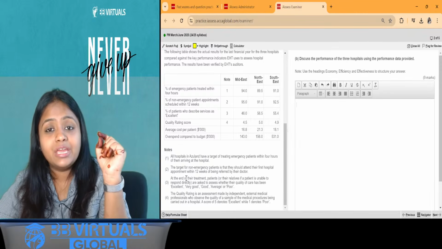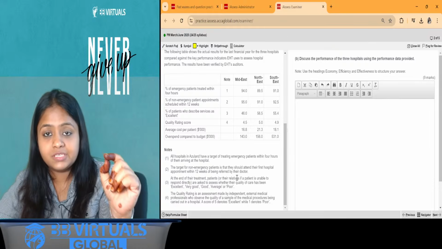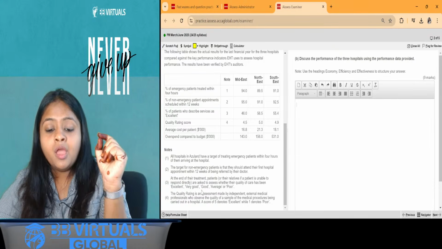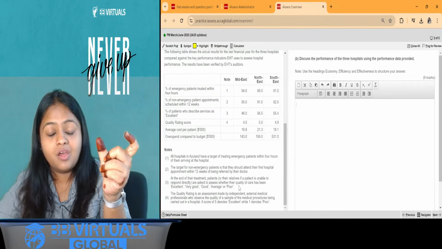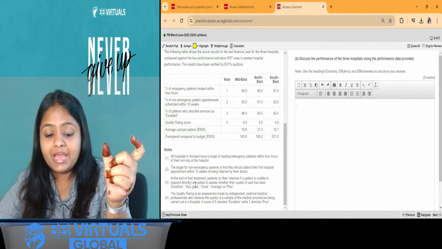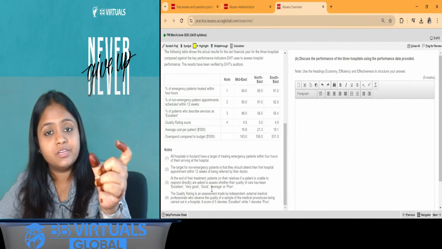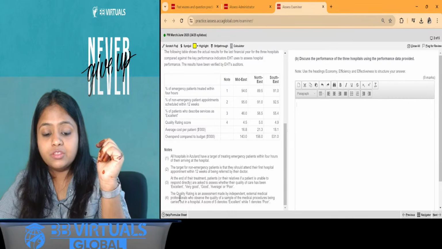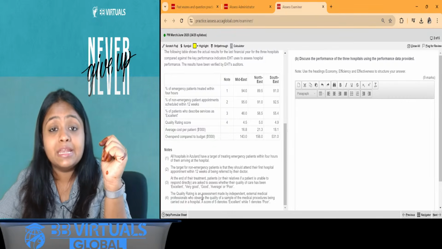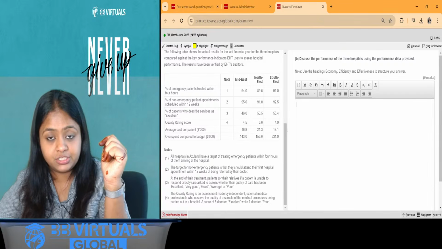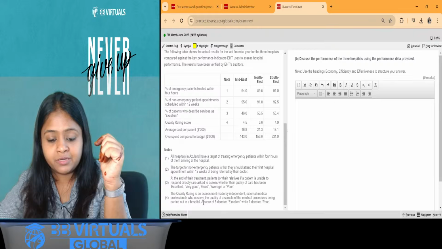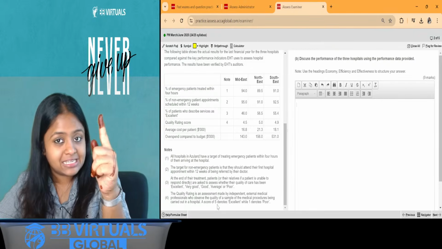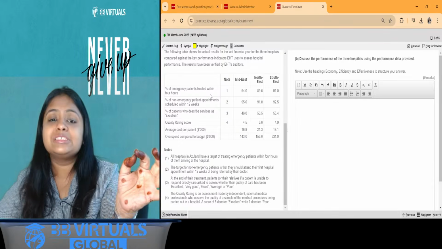Third one: at the end of their treatment, patients or their relatives, if the patient is unable to do so, are asked to assess the quality of care, how good the care they were provided with has been: excellent, very good, good, average, or poor. 5 rating scales. The quality rating is an assessment made by independent external medical professionals who observe the quality of a sample of the medical procedures carried out in the hospital. A score of 5 denotes excellent and 1 denotes poor. Now let's read the data.